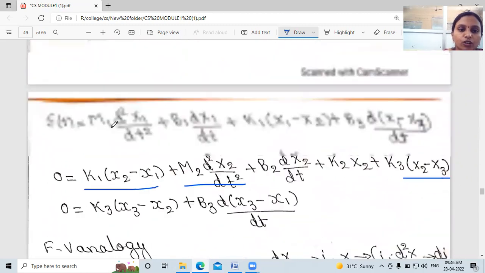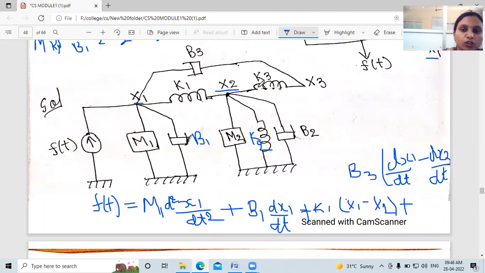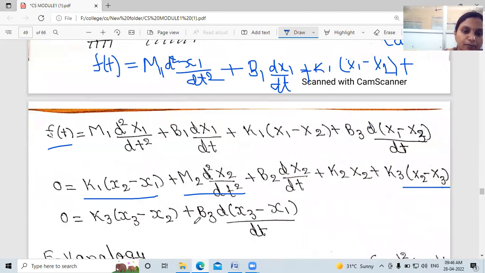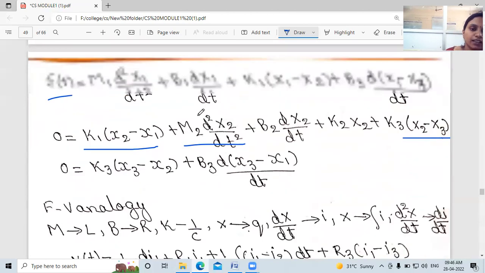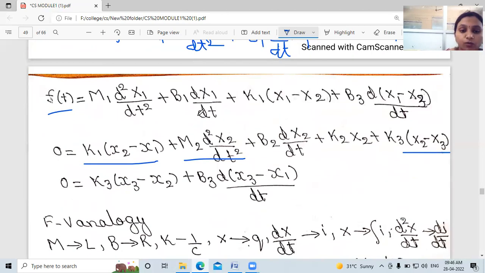Next equation: by seeing the diagram, only two elements are connected, b3 and k3. K3 into x3 minus x2 plus b3 d(x3 minus x1) divided by dt. So now we have written the equations. Next, we need to convert what?